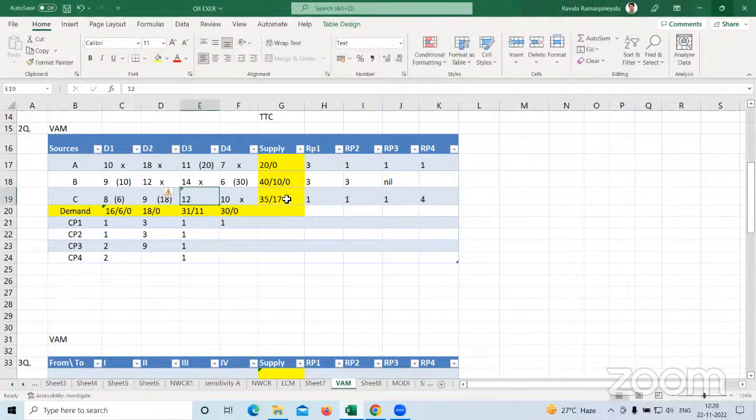Actually here we did not reduce after allocating, the leftover is 11. So here we need to allocate 11 units to this, so that this and this become 0. So the allocations, how many allocations? 1, 2, 3, 4, 5, 6 allocations we got. Right? Yes, sir.